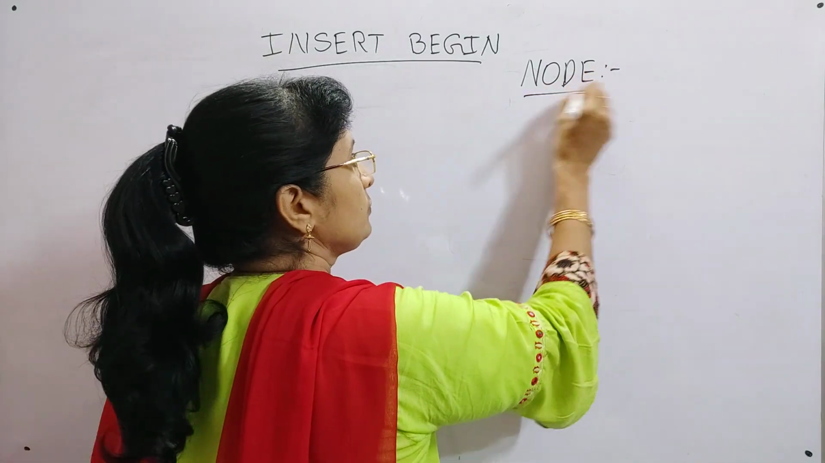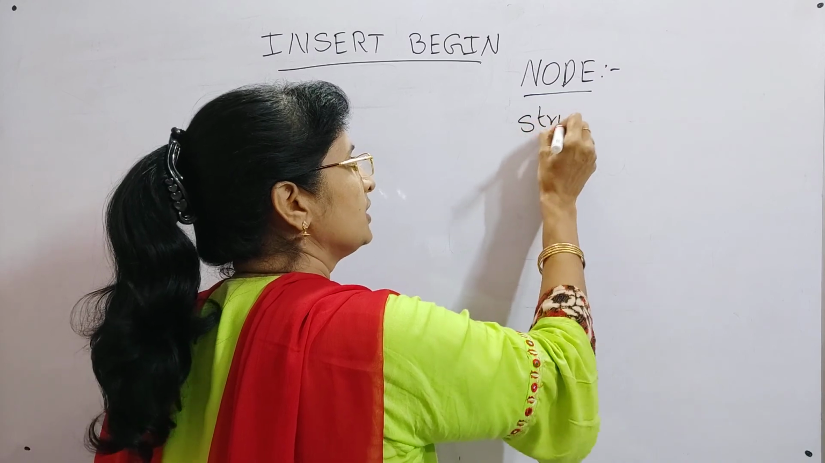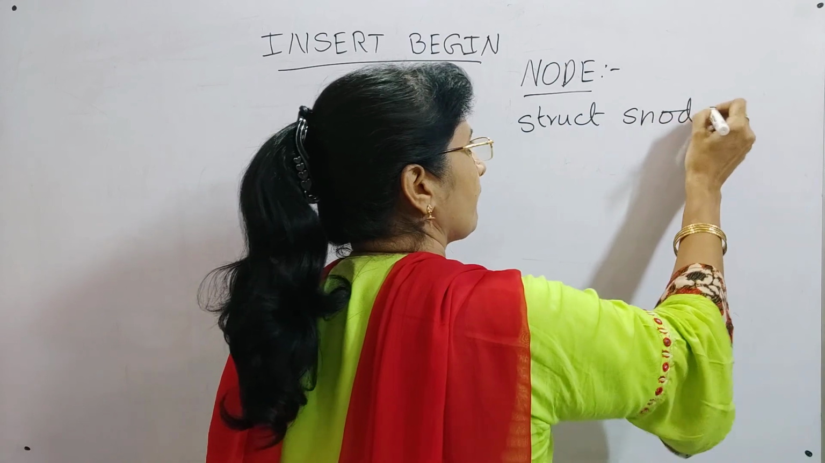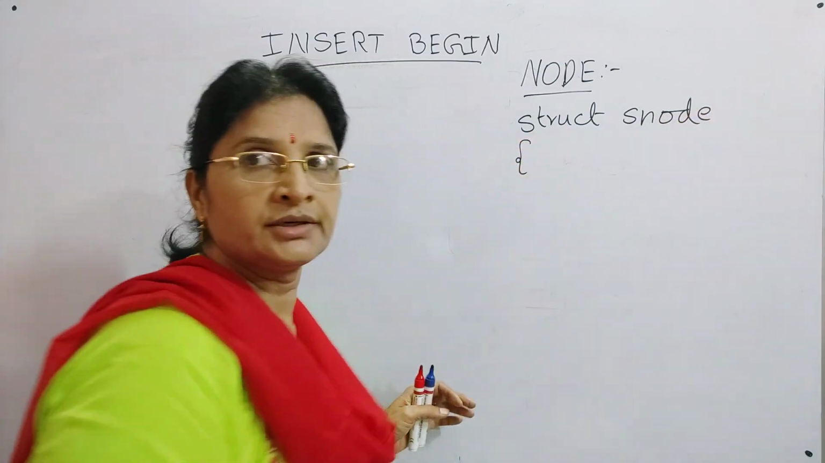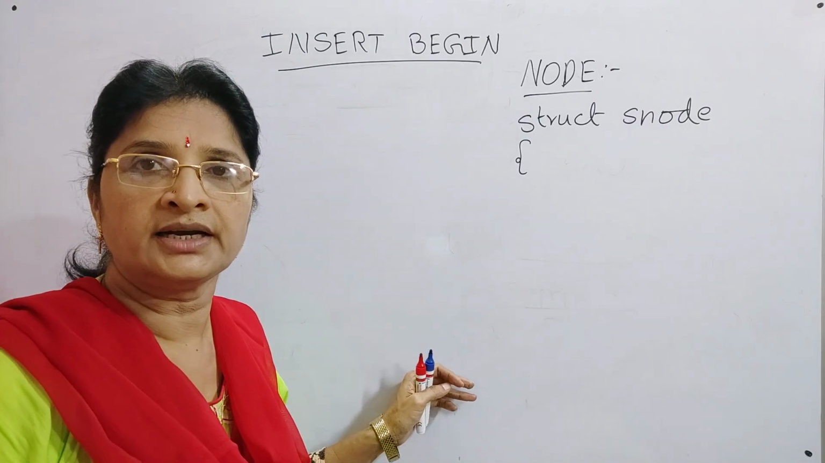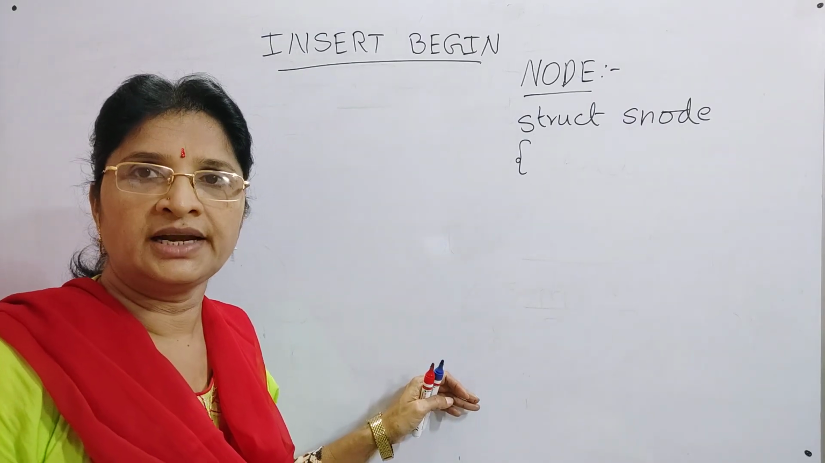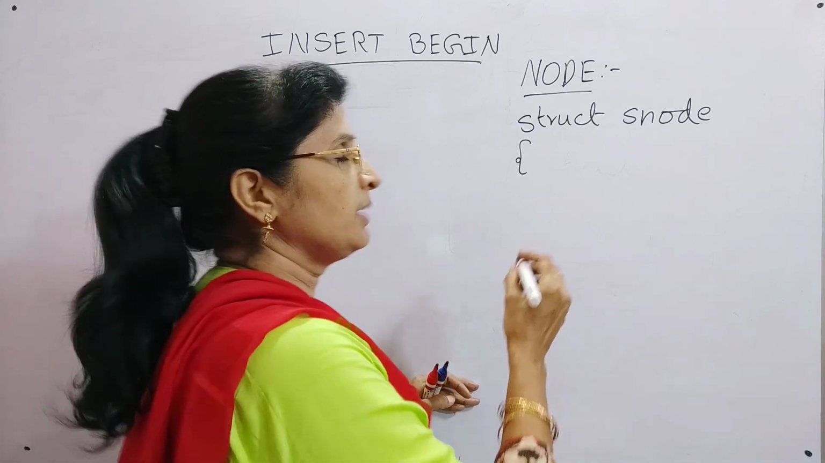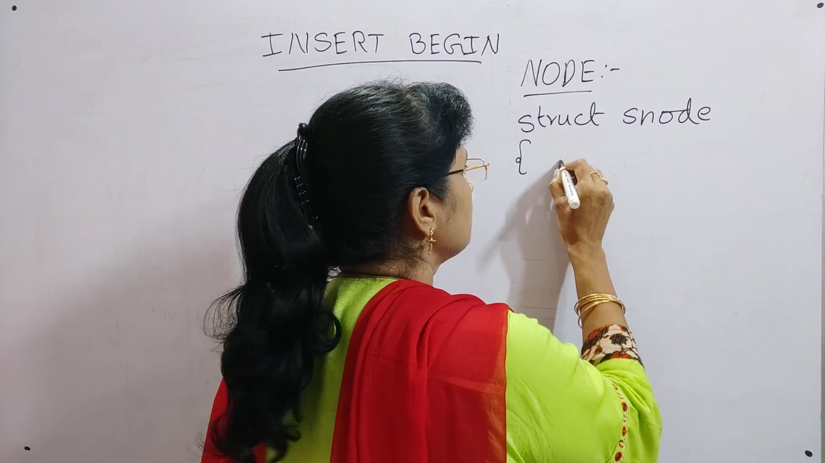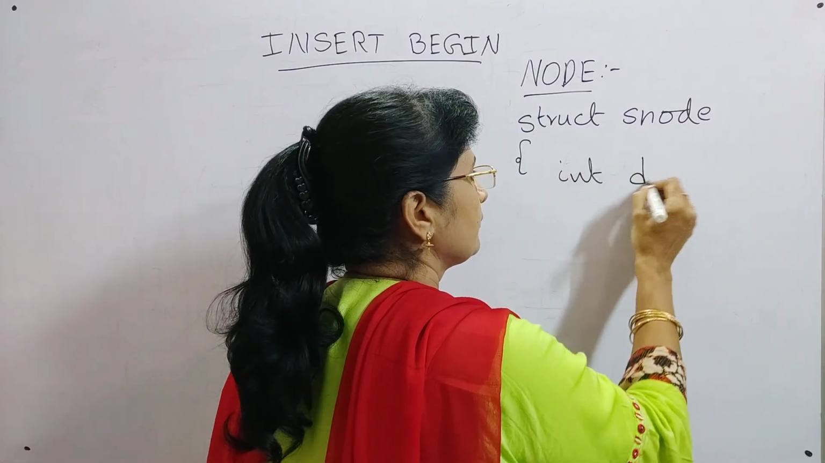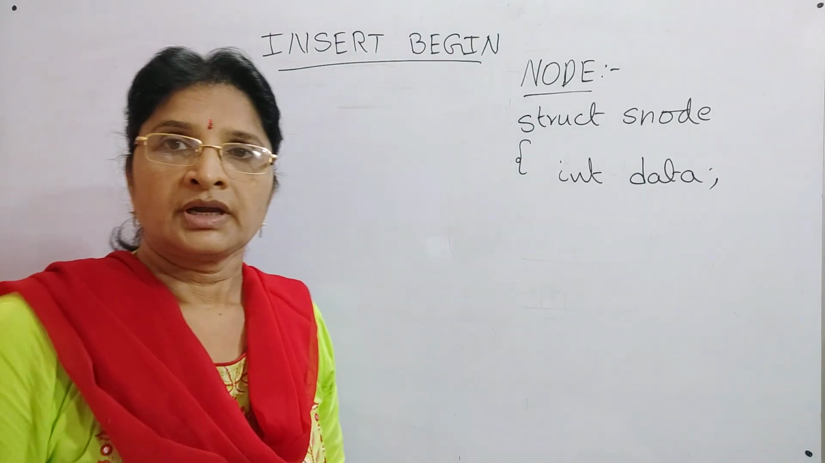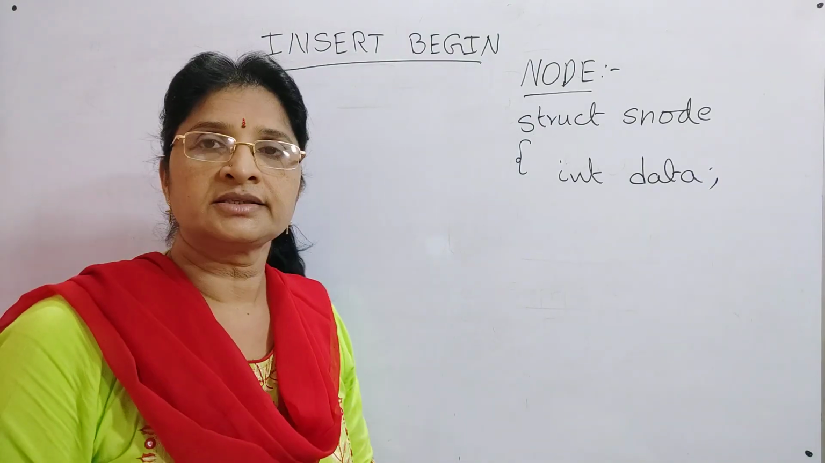So you have to use the structure. So struct s node, and then whenever you are using a singly linked list, you will have two parts, the data part and the link part. Suppose you assume that your data is integer, so we will give int data. That is our data is integer, so that's why I have declared it as integer.